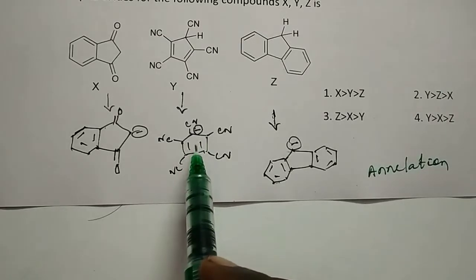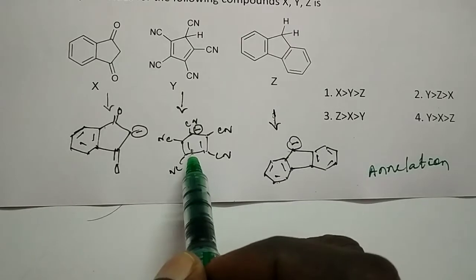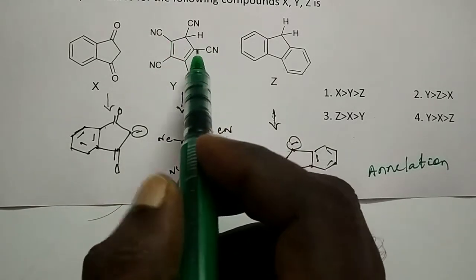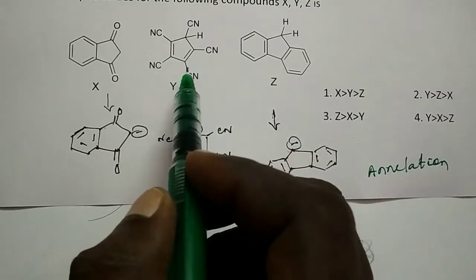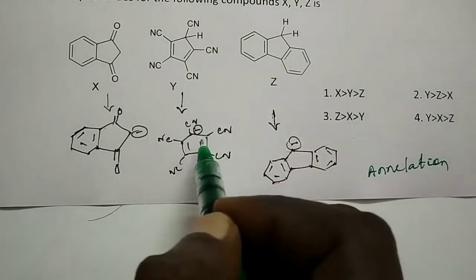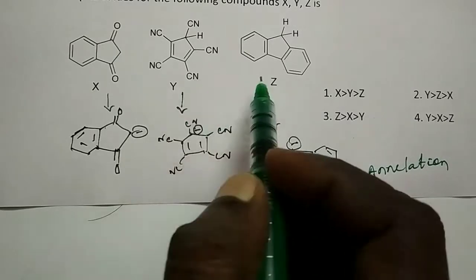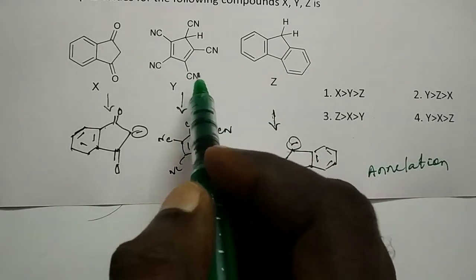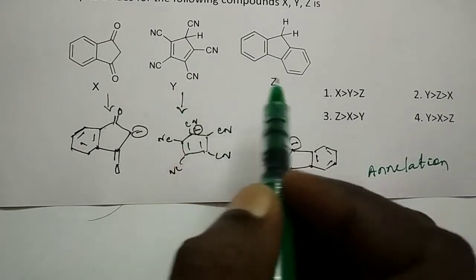That means this will form very quickly. So this will donate the proton easily and it will form this. Since it donates the proton easily, this is going to be the strong acid. If I compare Y and Z, Y is the stronger acid than Z, because the conjugate base is stable. Y is strong means the pKa value should be opposite, the pKa value should be less. Y pKa value should be less than Z.